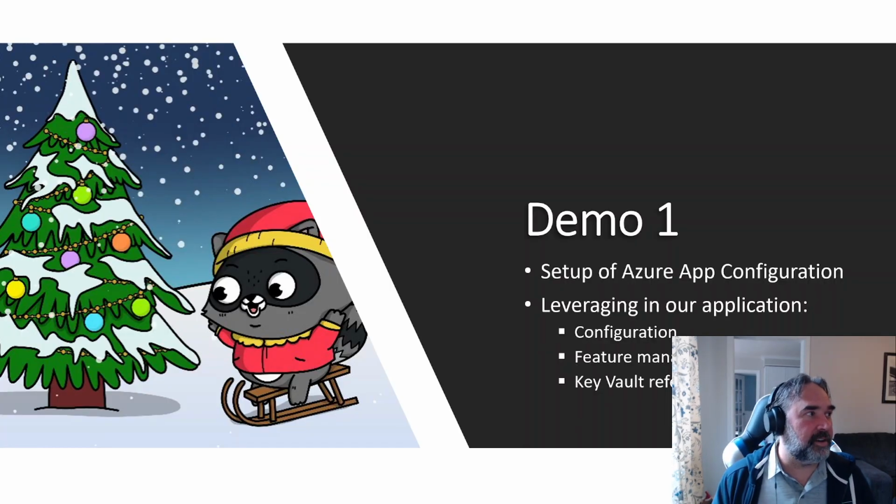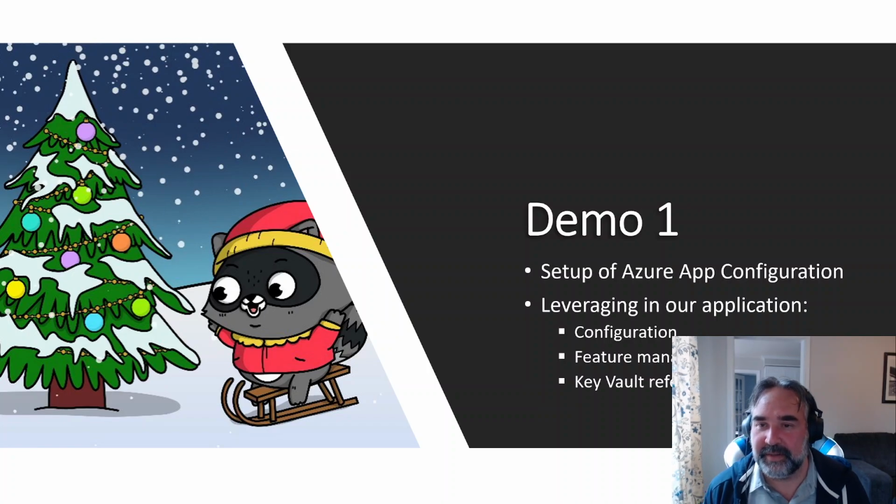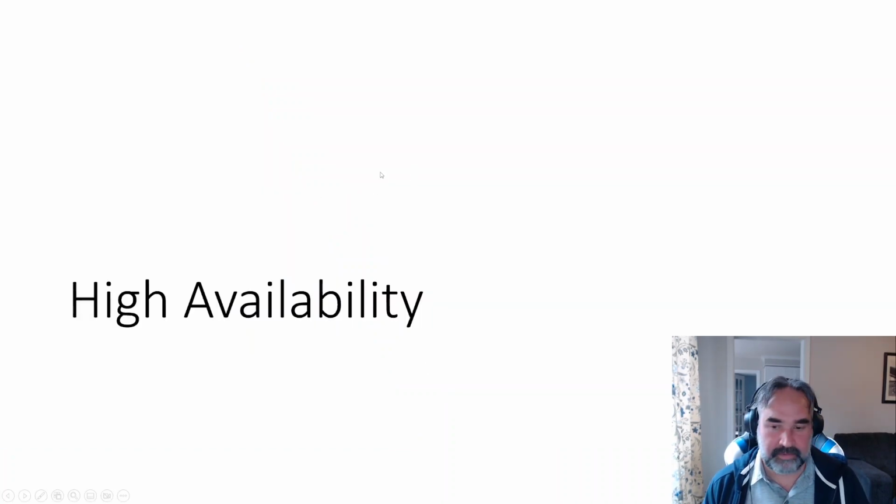Okay, so that brings us to our first demo. What I'm going to do is set up an Azure App Configuration resource, and then I have an Azure Function application, and I'm going to take that and configure it to use Azure App Configuration. So let's dive into that demo.